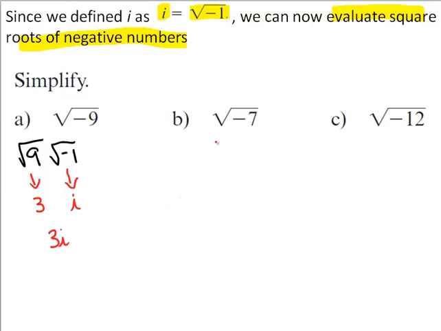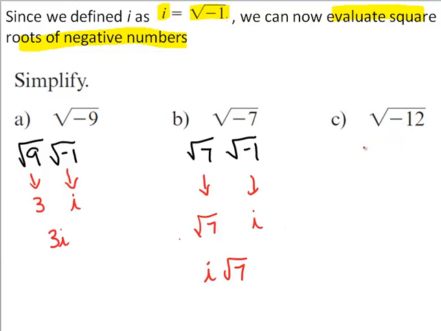Same thing. Here I have, altogether, the square root of negative 7. So that's the square root of 7 times the square root of negative 1. And that stays the square root of 7, and this will become i. So I would write it this way: i times the square root of 7.